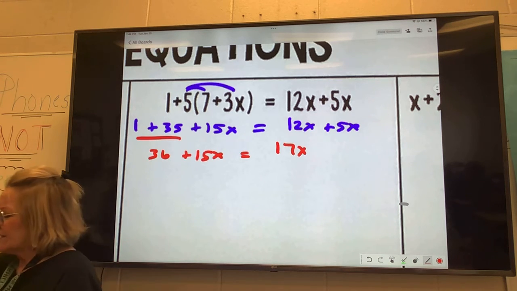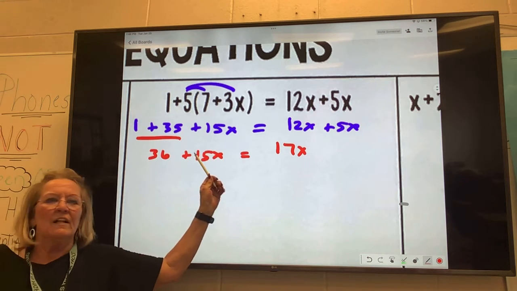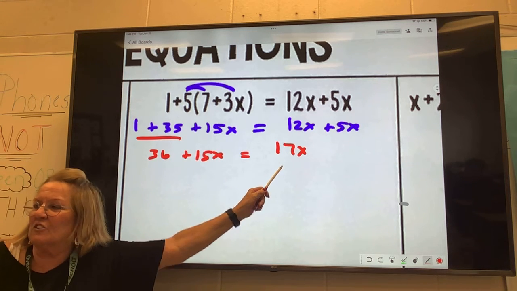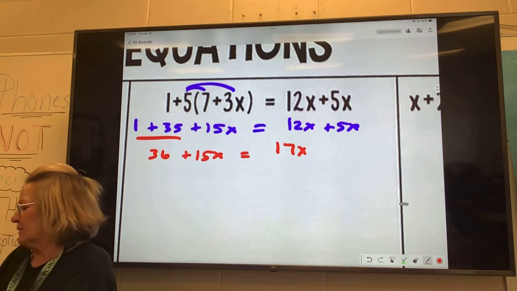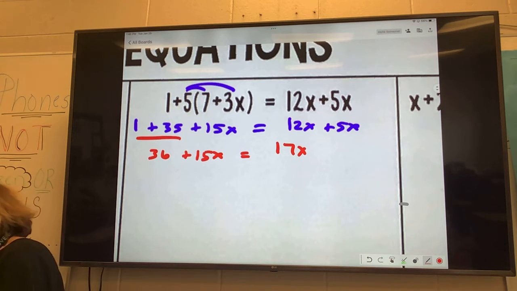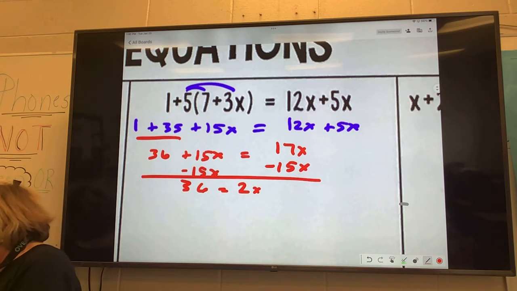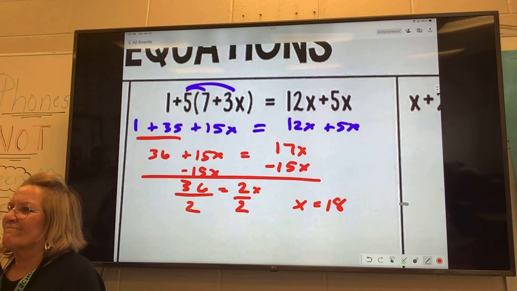17x. Now this gets confusing because y'all are used to seeing me pull the variables over here. This time I'm not going to. If I pull this over here, nothing is left there. I've just created another step. So instead I'm gonna move the 15 over there. Makes more sense. So I have to subtract 15x. And I get 36 equals 2x. Now I can divide by 2, and x equals 18. Are y'all with me?